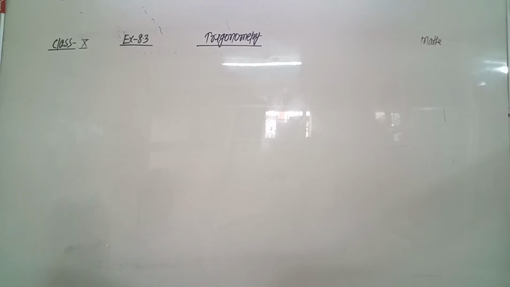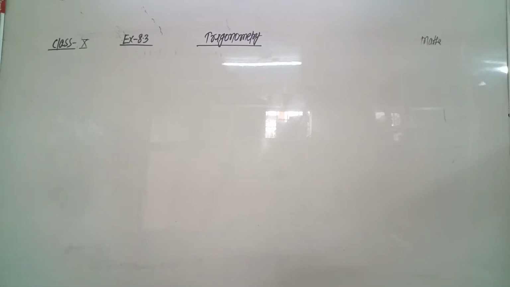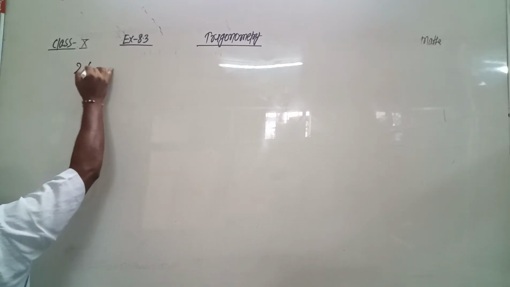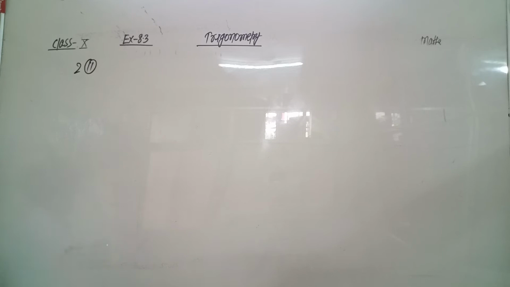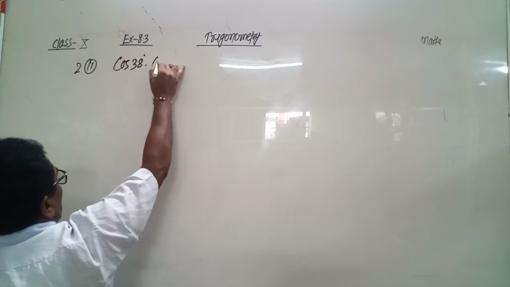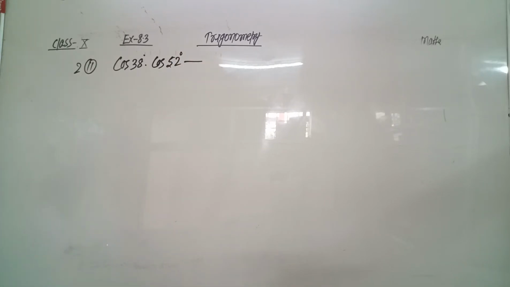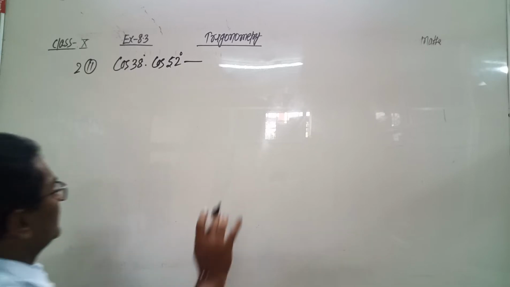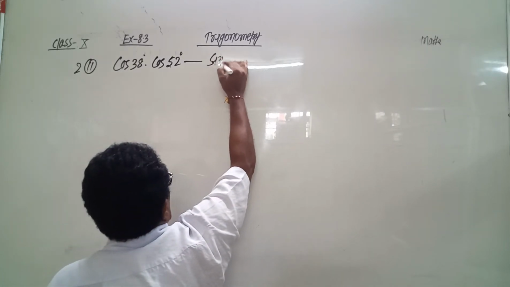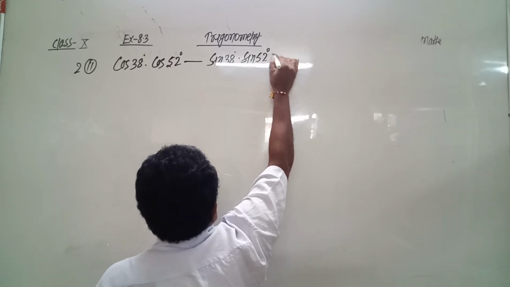We continue exercise 8.3 of trigonometry. In the previous video, the last question which we were doing was question number 2. So part 2 of question number 2: cos 38 degree into cos 52 degree minus sin 38 degree into sin 52 degree equals 0.